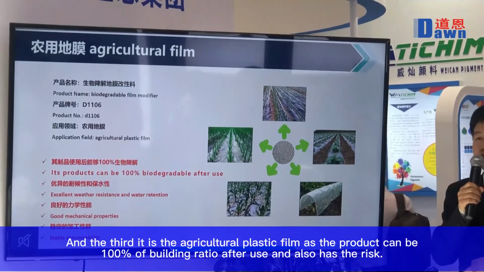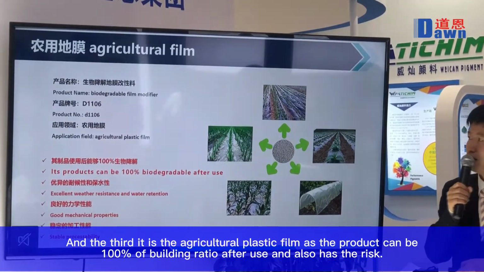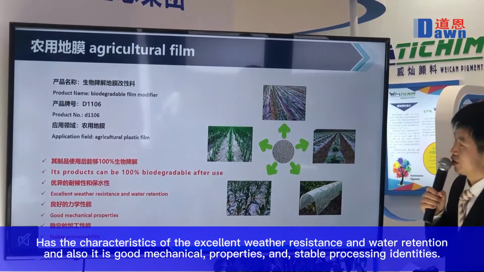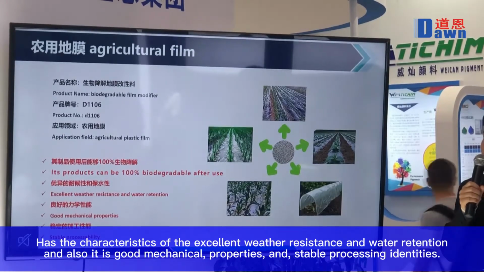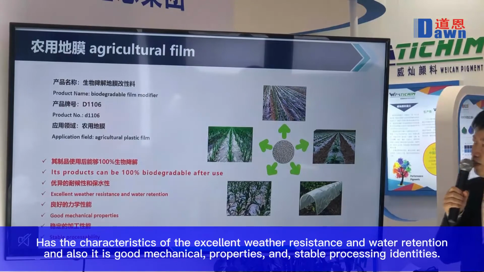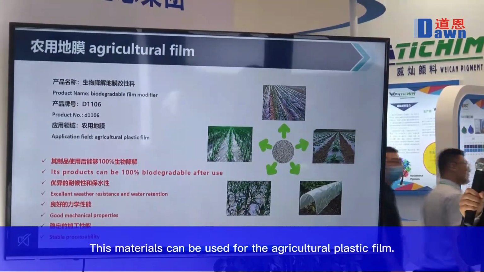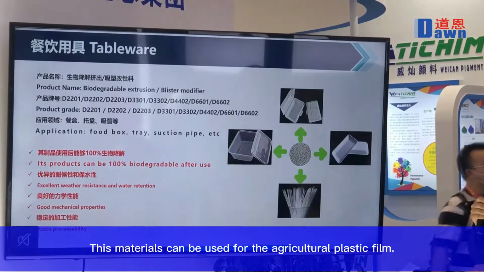The product can be 100% biodegradable after use, and also has the characteristics of excellent weather resistance and water retention. It also has good mechanical properties and stable processing properties. These materials can be used for the agriculture plastic film.